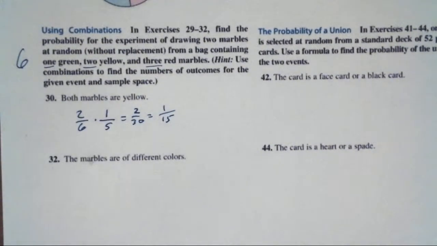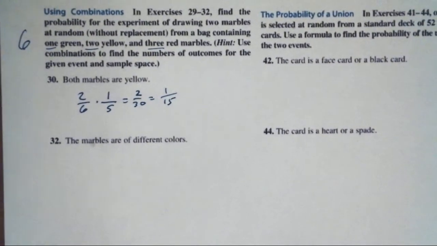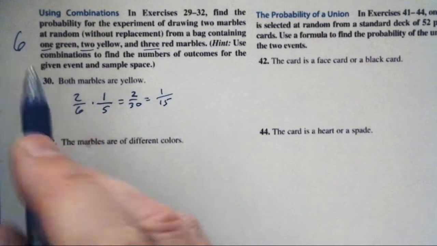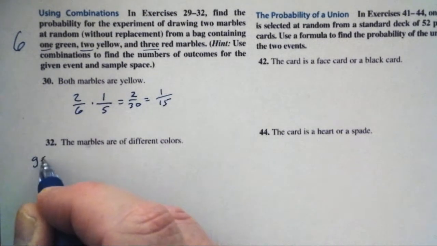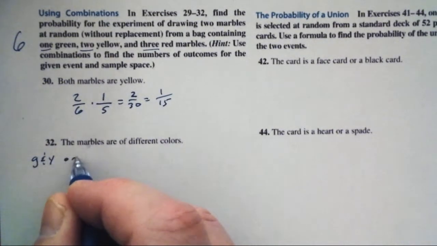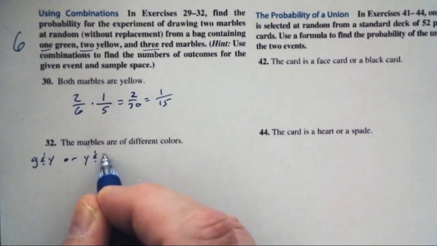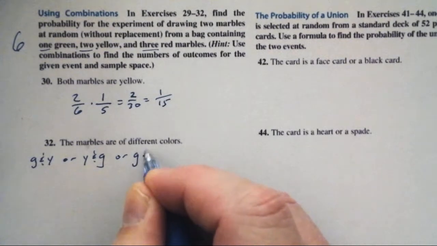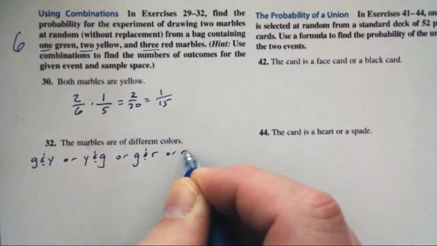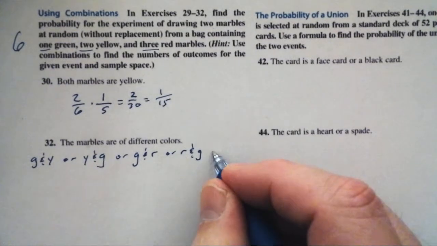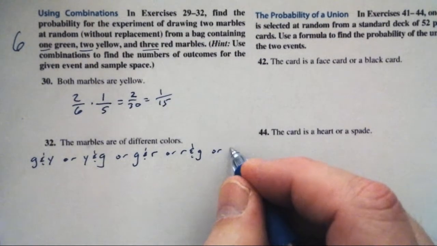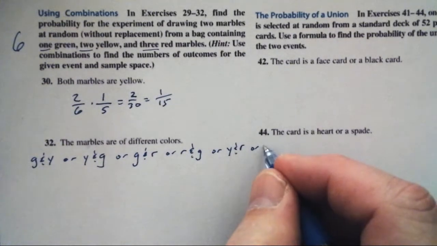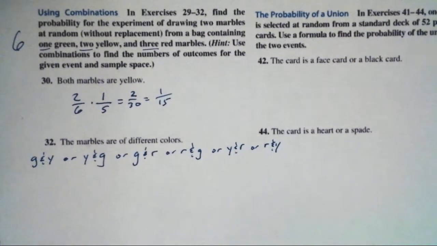Now, the marbles are different colors. I'm going to write this one out kind of more in modified English. To win, I need two different colors. So I could win with a green and then a yellow, or a yellow and then a green. That's a different way I could win. Or a green and then a red, or a red and then a green, or a yellow and a red, or a red and a yellow, and I'd invade some space.